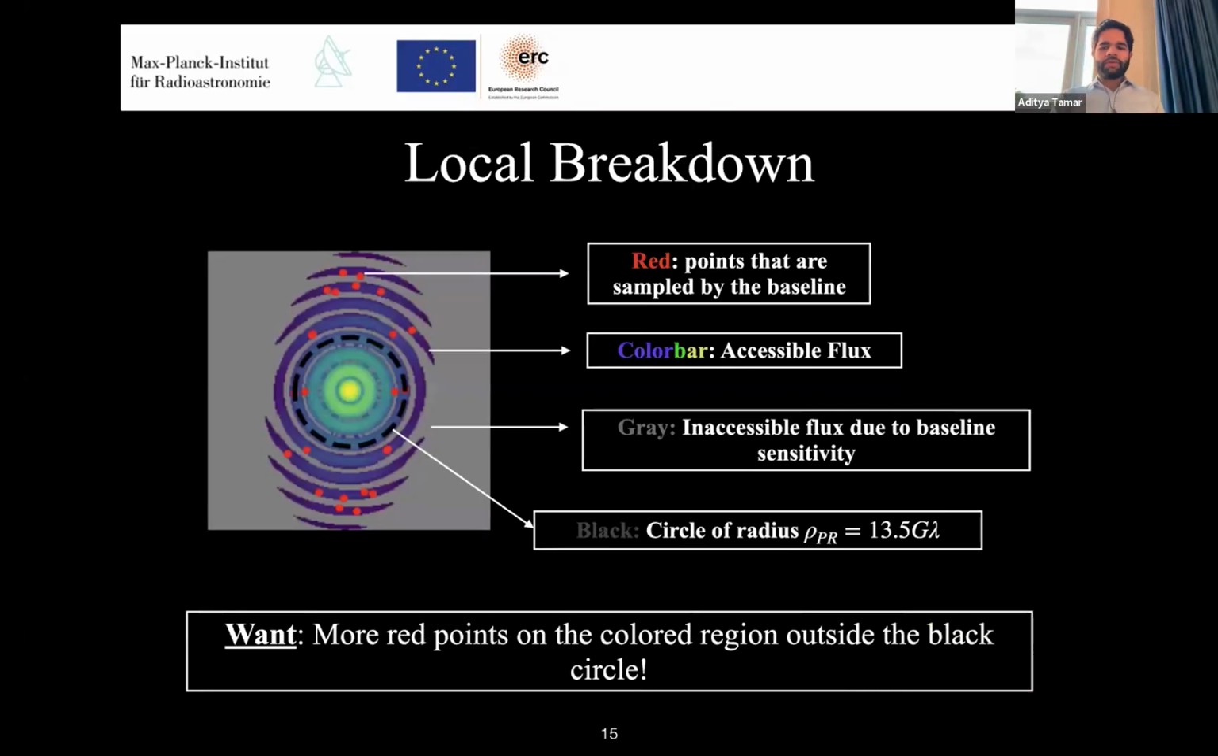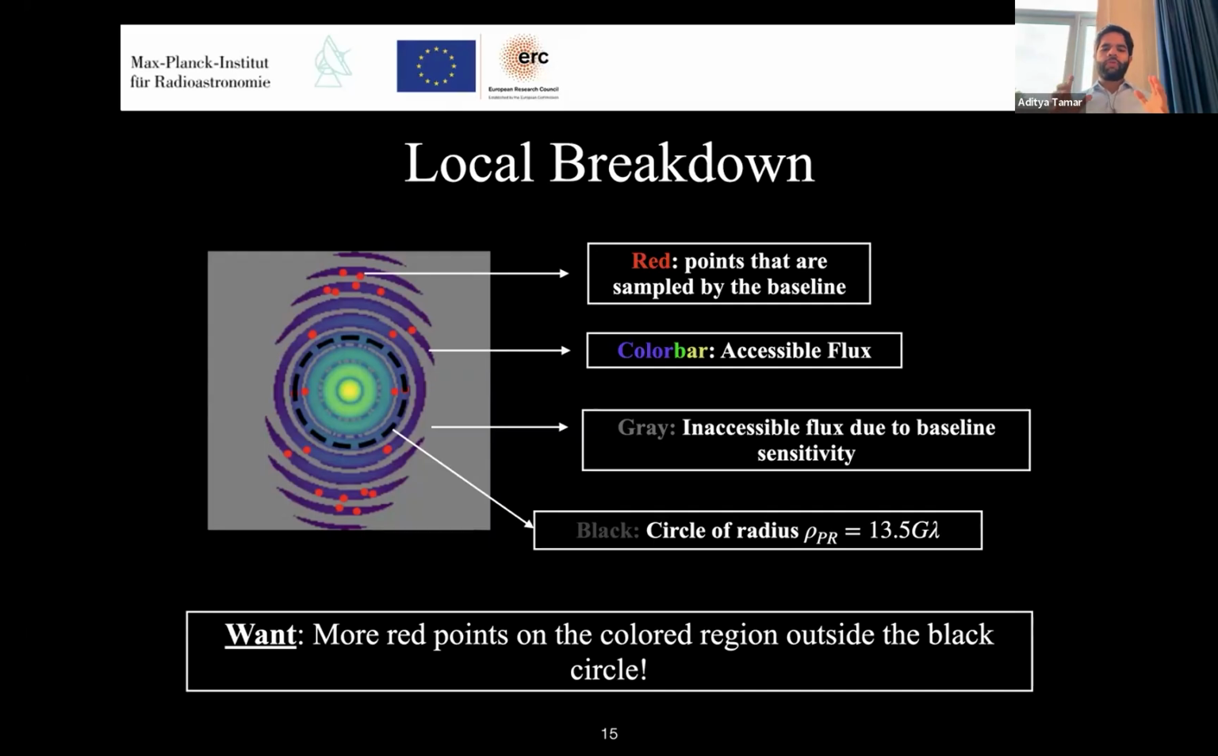Now we have a local breakdown. So this is just a sample plot. Here, the red points are the points that are sampled by the BECS Earth baselines over 1 day of observation. The color bar represents how much accessible flux you have. The gray region is the inaccessible flux you have, and this cutoff is arising from the sensitivity calculations, and you want your flux to be 3 sigma above your thermal noise limit. And black is this circle of 13.5 giga lambda, beyond which we expect the photon ring signal to dominate.